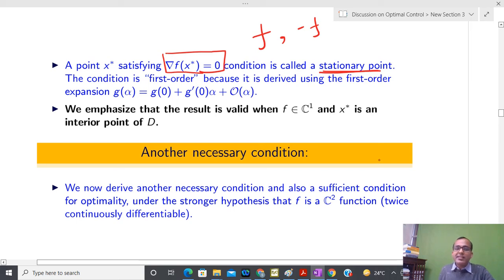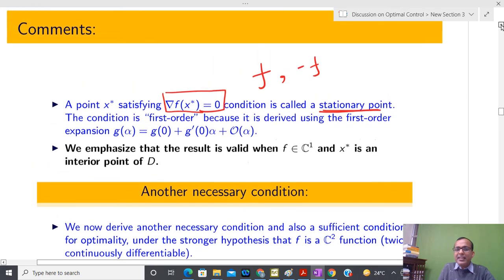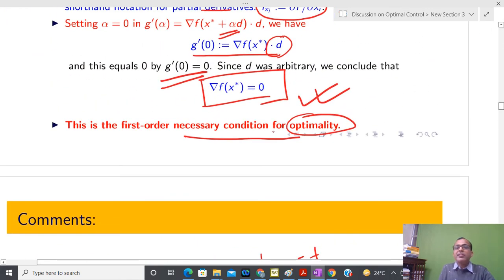So how to calculate a stationary point? You can just take the gradient and keep the gradient equal to 0. That will give you the stationary point. And why is this called first order? You can see here that I have written first order necessary condition.